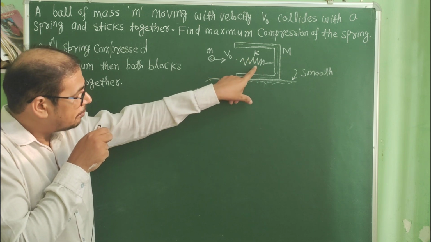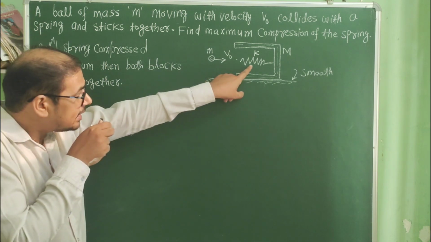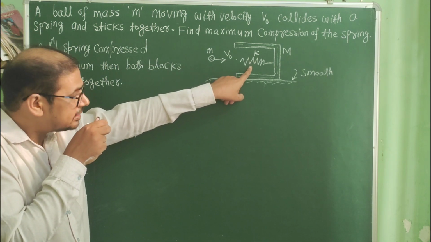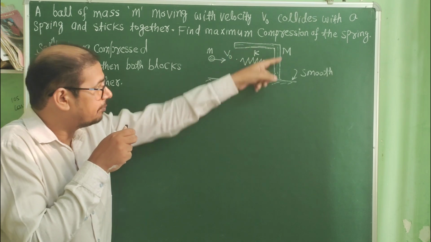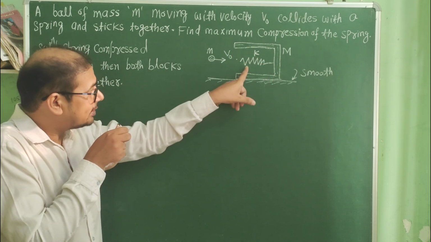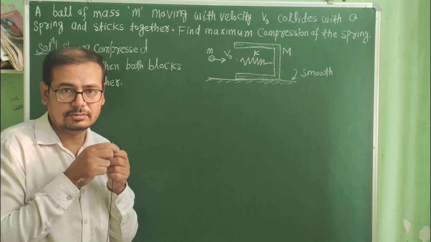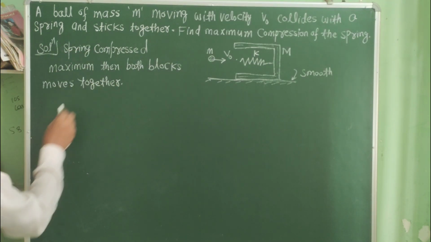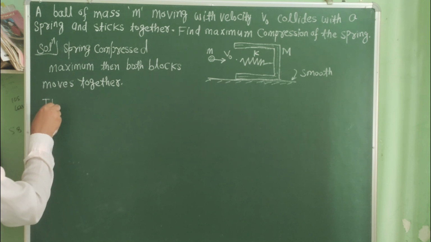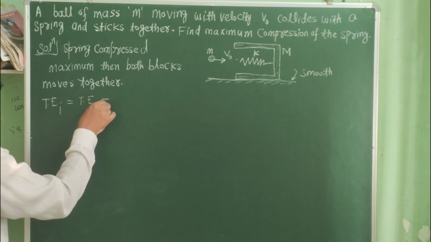At maximum compression the spring contains maximum energy. Then this spring energy, that is potential energy, is transferred to the bigger block. Then the bigger block moves. That is, the spring energy gets transferred into kinetic energy. So both move together. Total energy initial equals total energy final.